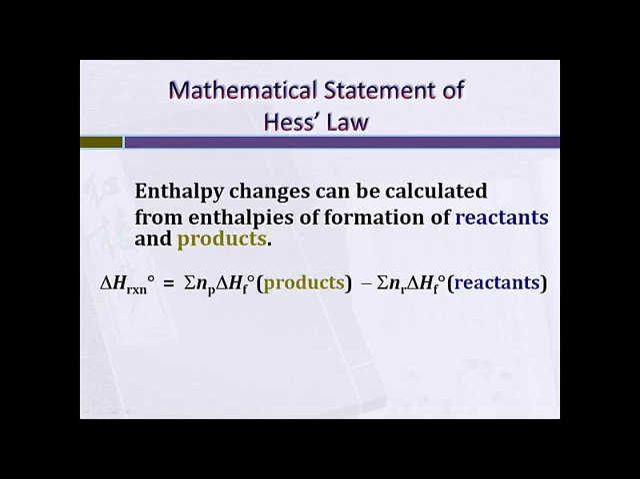The mathematical statement of Hess's law is that you can calculate using the enthalpies of formation of the reactants and the products and use them to get the answer. That is, delta H reaction equals capital sigma, the sum of the molar heats of formation of the products times the number of moles of products minus the sum of the molar heats of formation of reactants times the moles of reactants. So it is the difference of where we're at the finish and we subtract where the start was, which is what we do in real life.